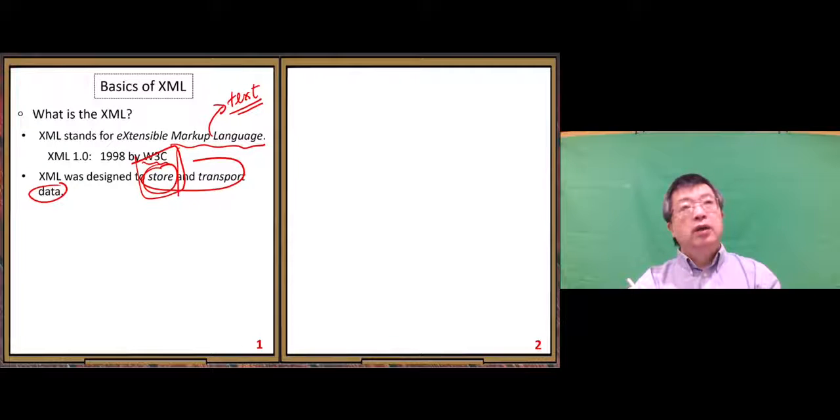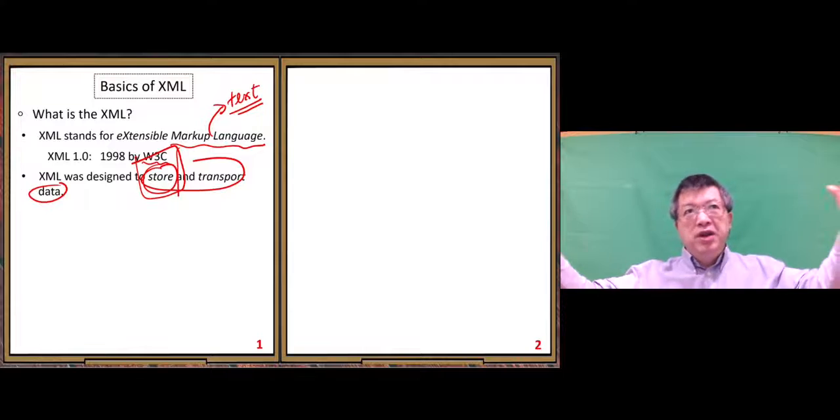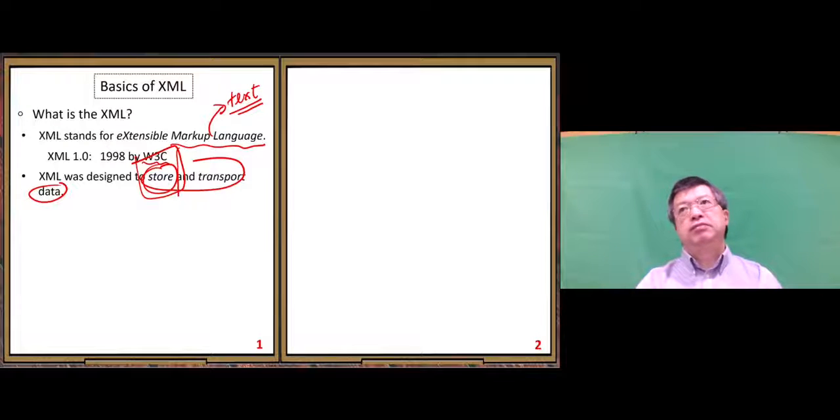Transport. Because we need to do communication between client and server. When you do communication, you need to send the data. Sometimes the data is pretty complicated, and when you send the data, you want to preserve the structure of the data. You may ask me, what is the structure of the data? Let me just give a simple example.